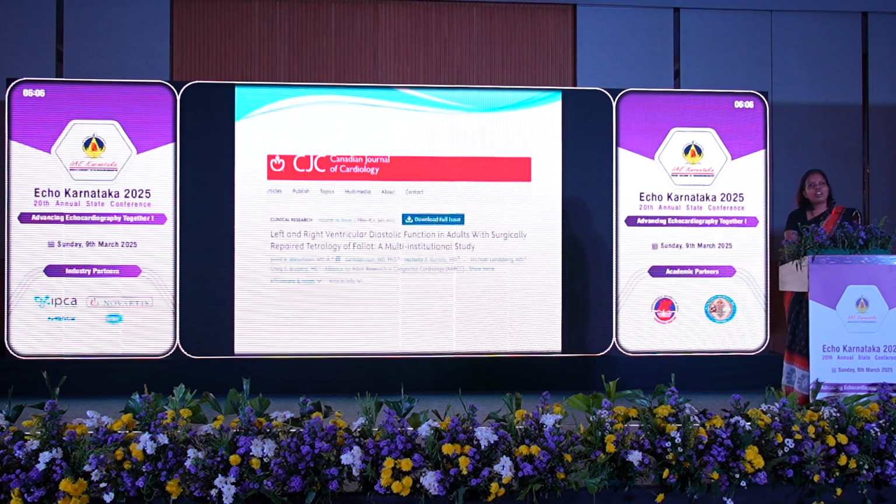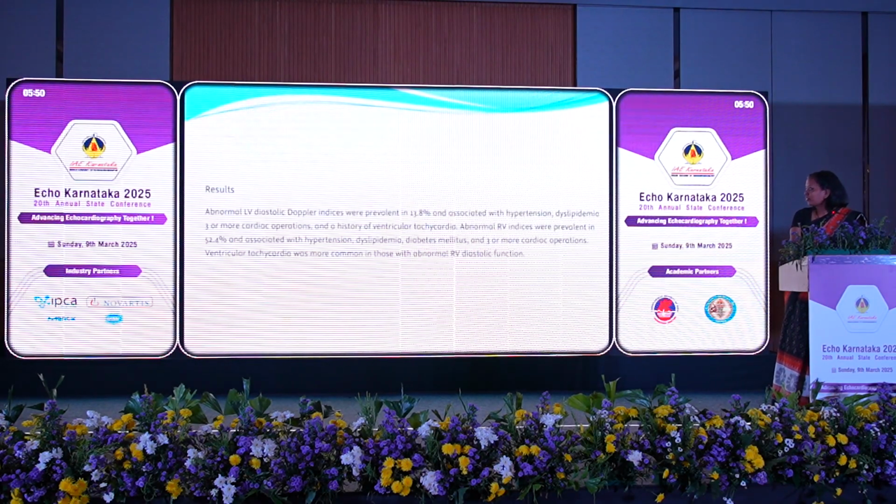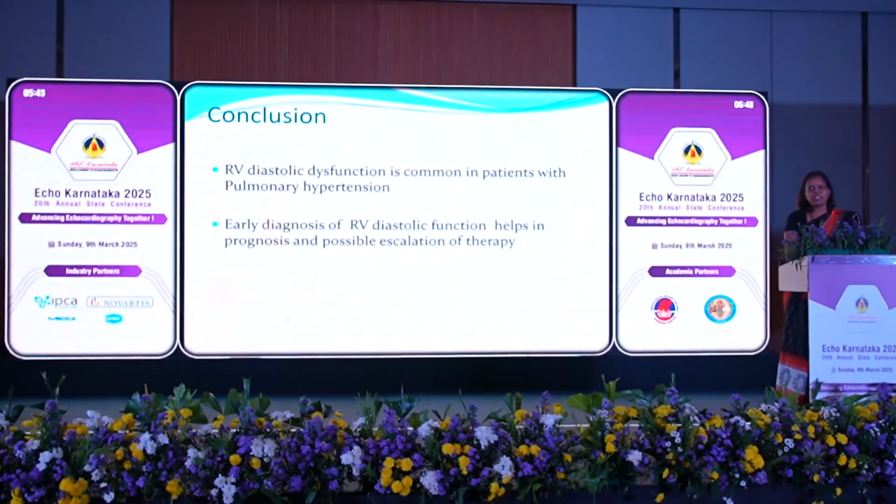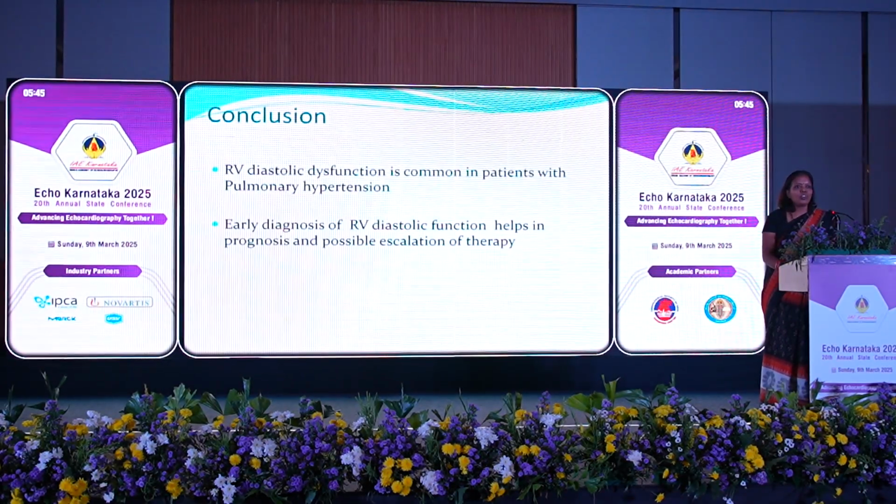So there are a lot of new things happening in the RV, sometimes called the orphan ventricle, the forgotten brother, but we never forget the RV. We also try to assess the RV in line with the LV. If it helps us prognosticate the patient and escalate the treatment, why not use that modality to assess the RV? Thank you for your patient listening.